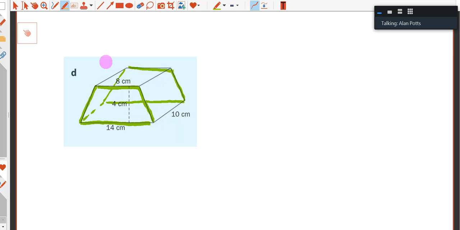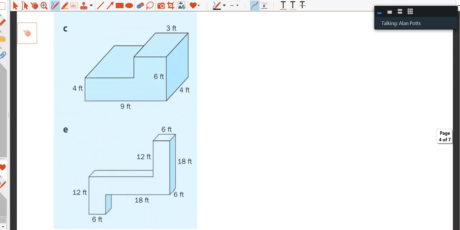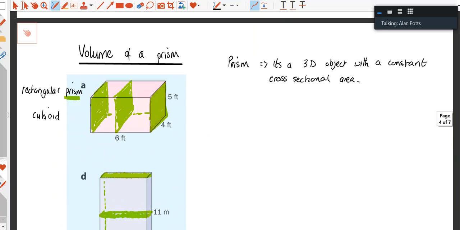So that's a trapezoid. They're all prisms because they have a constant cross section. Now, I go back up to the cuboids.